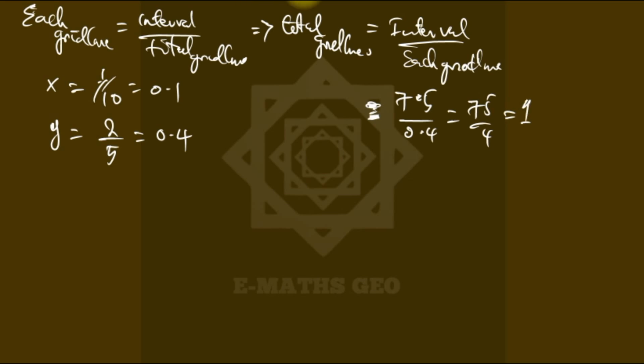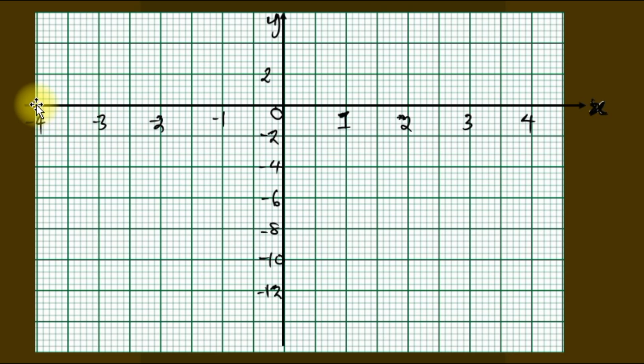Dividing that, we have 18.75 grid lines. So that is about 18, maybe 19. So let's check. We are moving, see where x = -4 is. So we move down how many grid lines? 18 or so: 5, 10, 15.